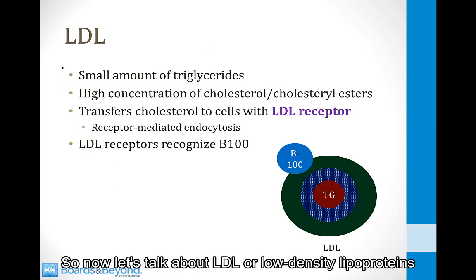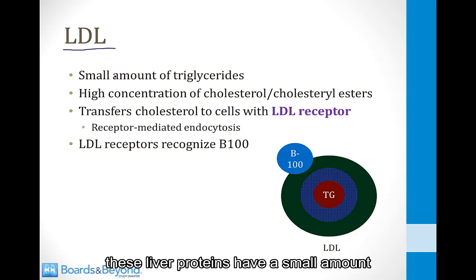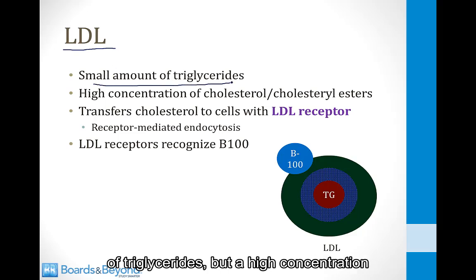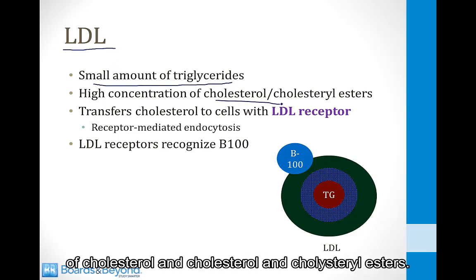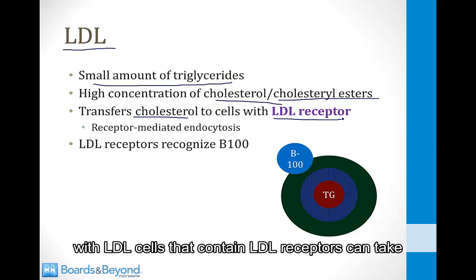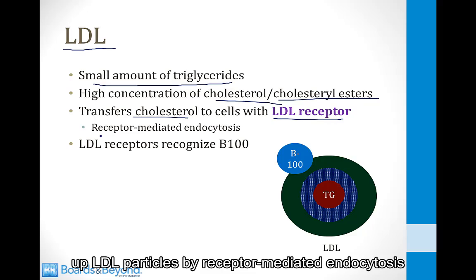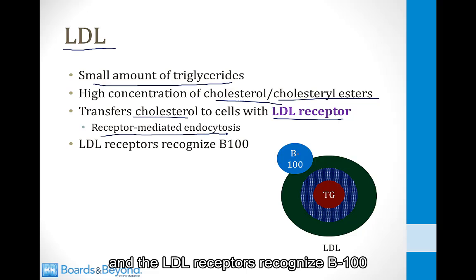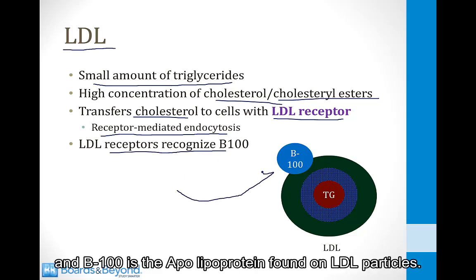So now let's talk about LDL, or low-density lipoproteins. These lipoproteins have a small amount of triglycerides but a high concentration of cholesterol and cholesterol esters. Their job is to transfer cholesterol to cells with LDL receptors. Cells that contain LDL receptors can take up LDL particles by receptor-mediated endocytosis, and the LDL receptors recognize B100, and B100 is the apolipoprotein found on LDL particles.